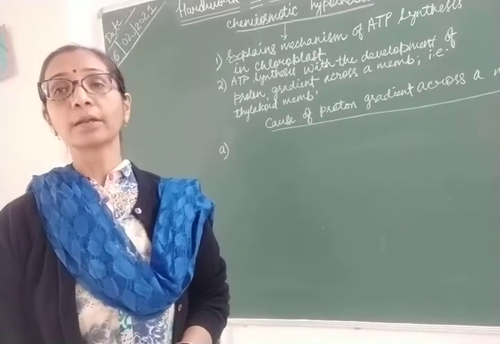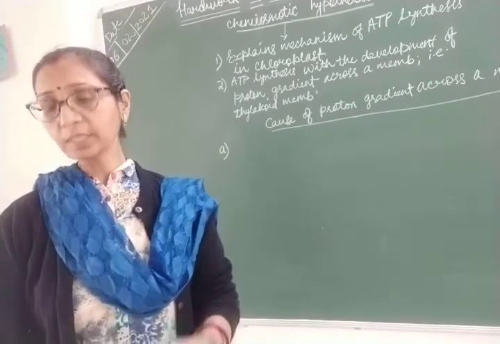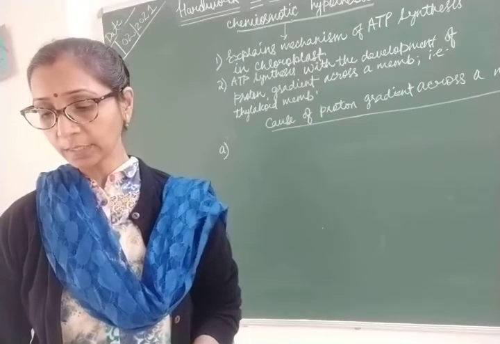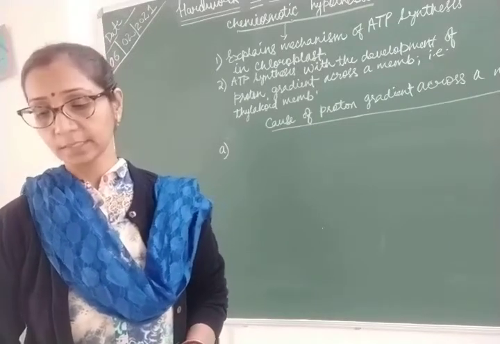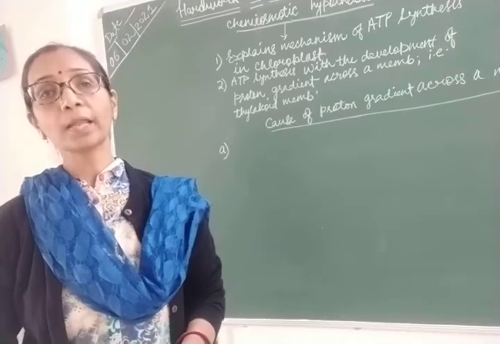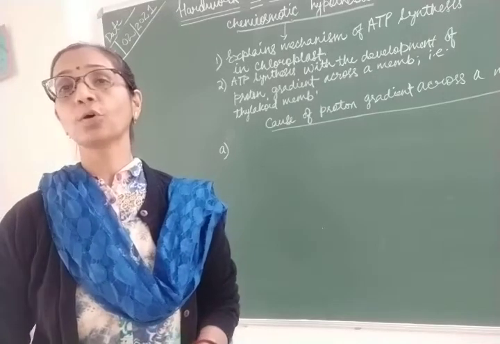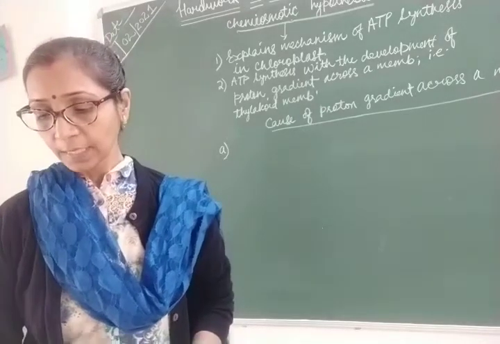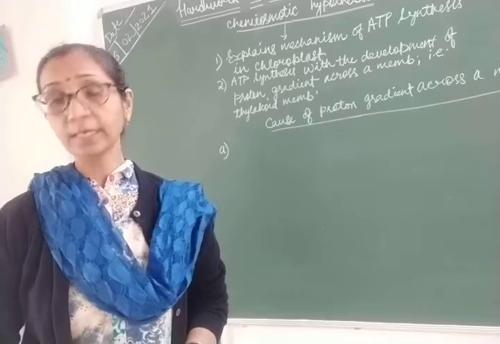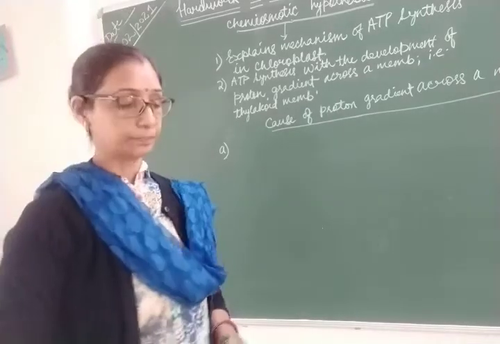These protons are removed from the stroma. Now within the chloroplast, protons in the stroma decrease in number, while in the lumen there is accumulation of protons. This creates a proton gradient across the thylakoid membrane.